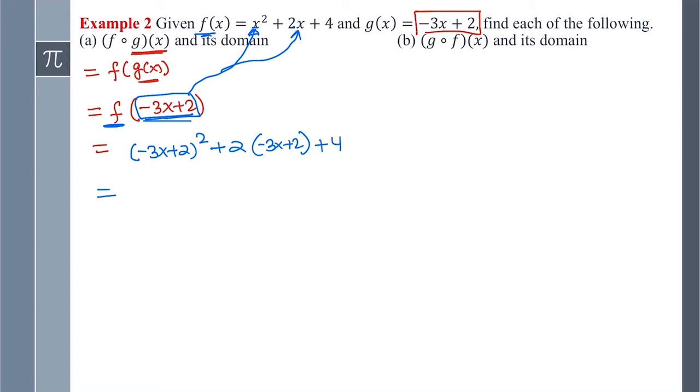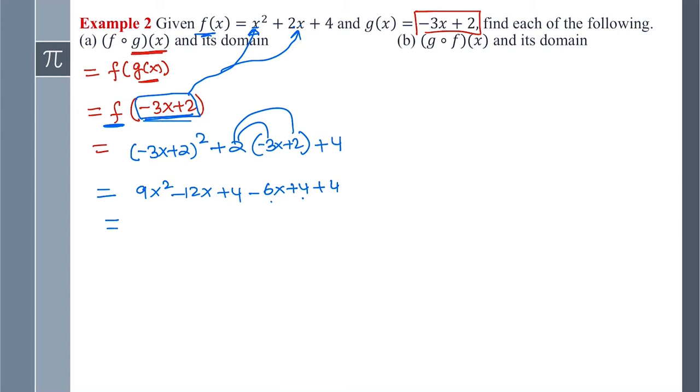Now all we need to do is simplify this. So if you go ahead and simplify this, you're going to get 9x squared minus 12x plus 4. So that is negative 3x plus 2 squared. If you do negative 3x plus 2 times negative 3x plus 2, that's what you are going to get. And if I distribute that 2, then I get negative 6x plus 4. Again, there's another plus 4. So 2 times negative 3x is negative 6x, 2 times 2 is 4, and then we have another 4.